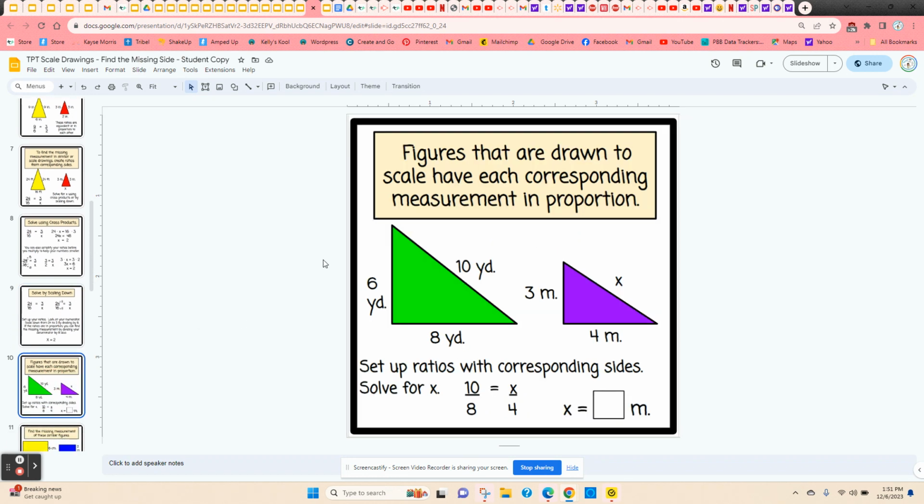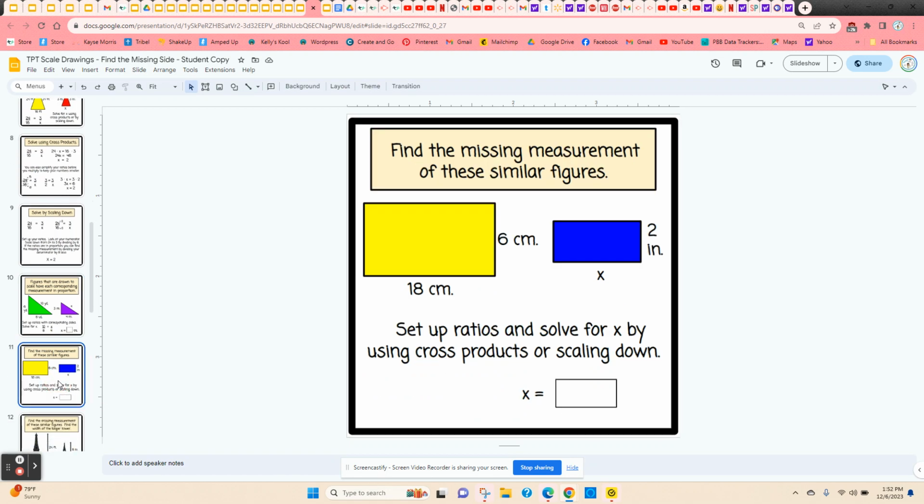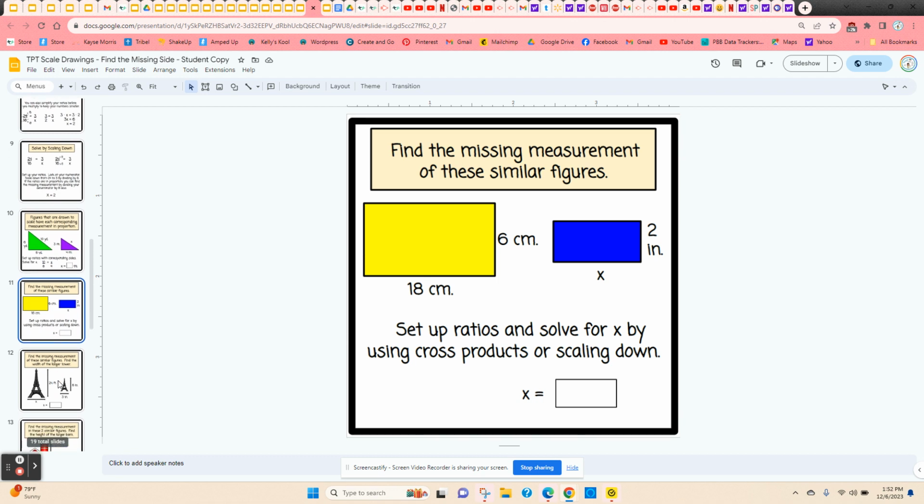Now students are given a few figures that they have to find the missing side. So here the ratio is set up for them. So all they have to do is either take cross products or, I guess, yeah, they can do scaling down also on this one. They can divide by 2. And they're going to type in the answer. Same thing here, going to find the missing side.